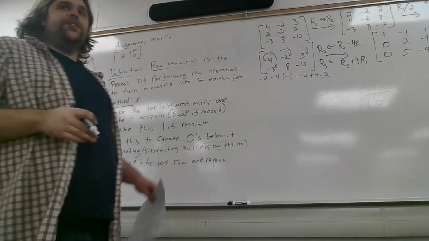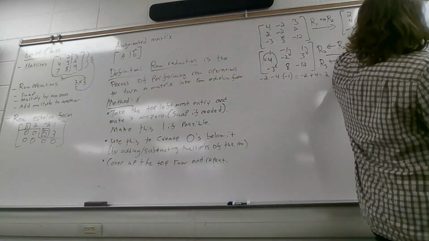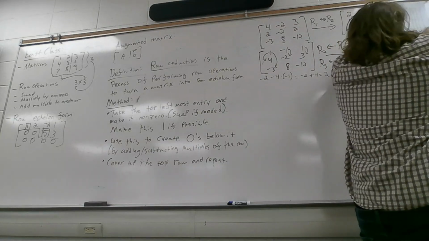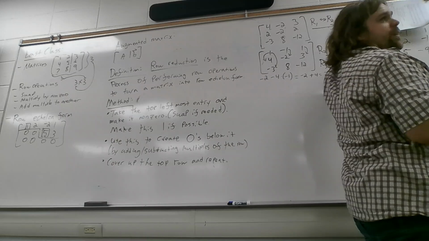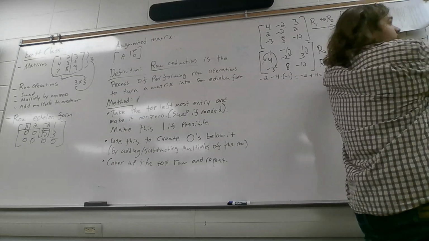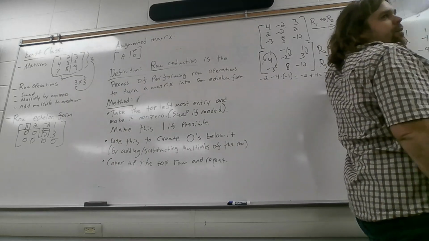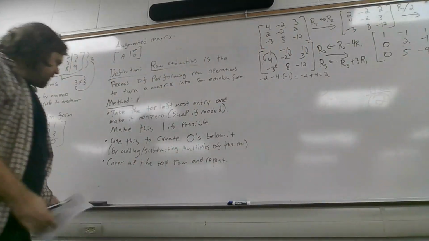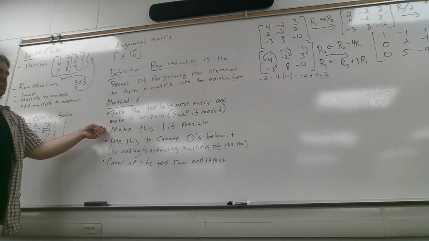Okay, and now we just cover up that top row and repeat, right? So we want to make sure that whatever is top leftmost that we can reasonably deal with is non-zero. Well, it doesn't matter which we pick, it's going to be non-zero. But now we're in a predicament because we make this a 1 if possible.